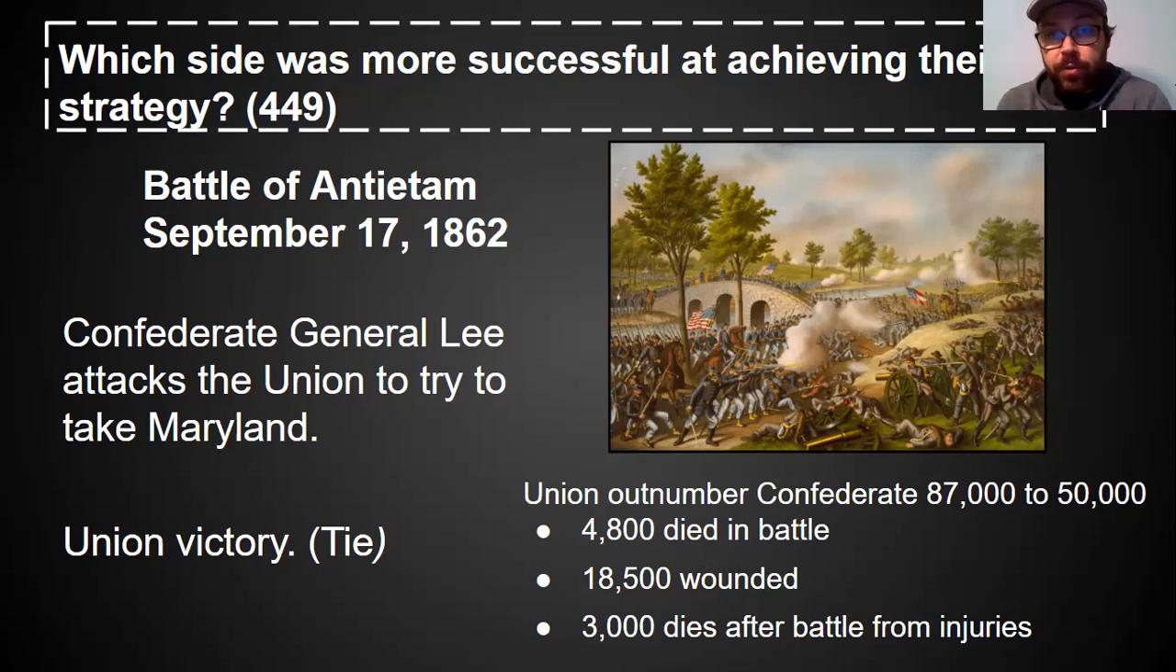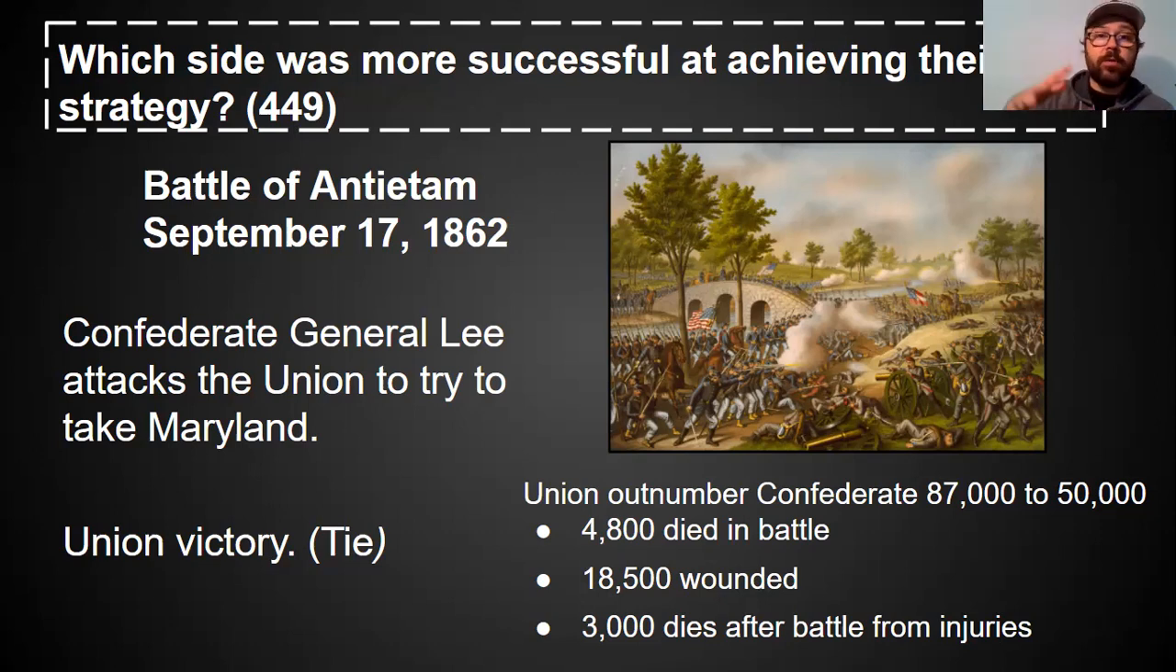But another thing that's important to note about Antietam is it's one of the first battles, there'll be a few of these, where people really begin to fully comprehend how much of an absolute bloodbath this is going to be. I mean, the casualties, the numbers, the statistics that come out of Antietam are insane, right? So you will see that 4,800 people die in the battle, right?